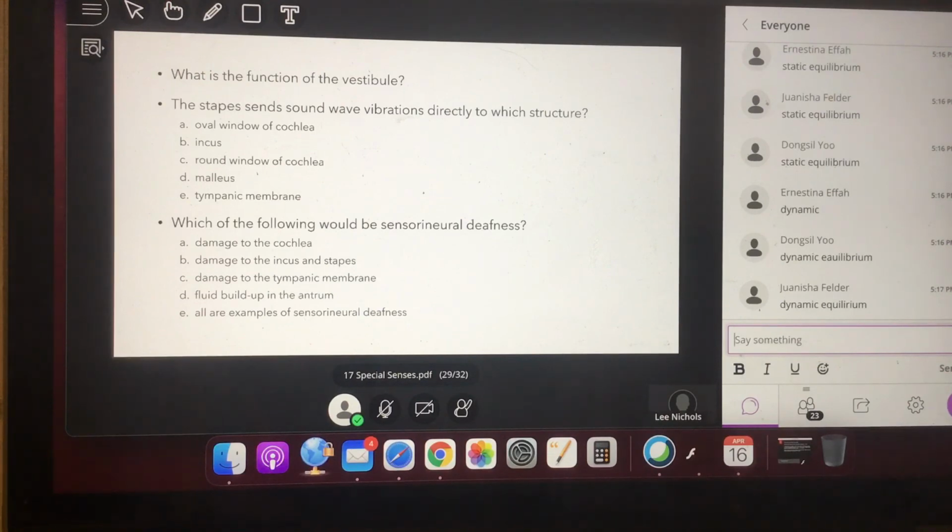Okay? So, how about this next one? The stapes sends sound wave vibrations directly to which structure? I'll buy it. Sounds like a good explanation to me. Oval window. So the stapes is directly connected to the oval window. It communicates directly to the oval window.